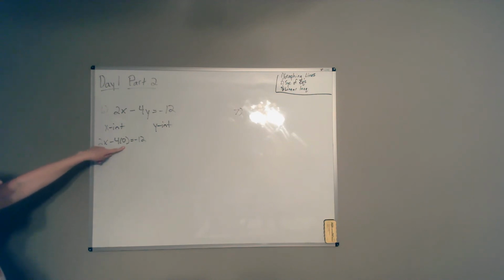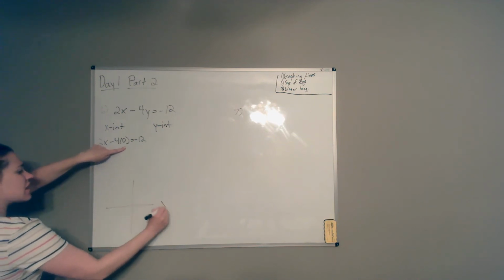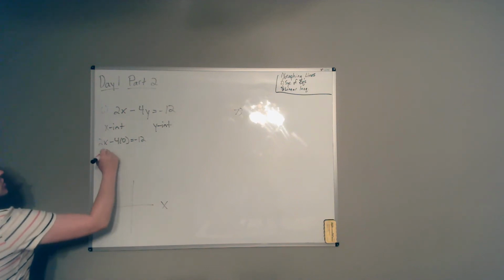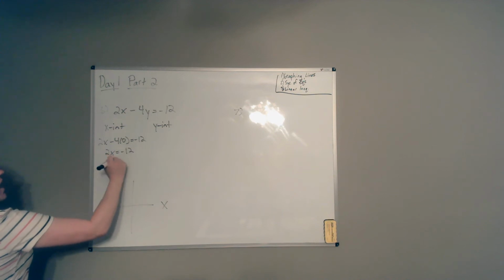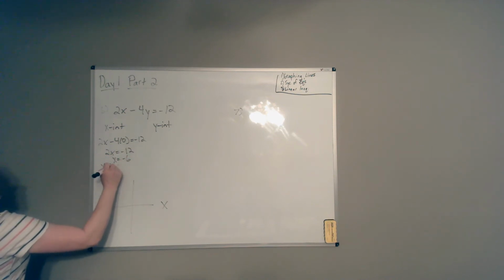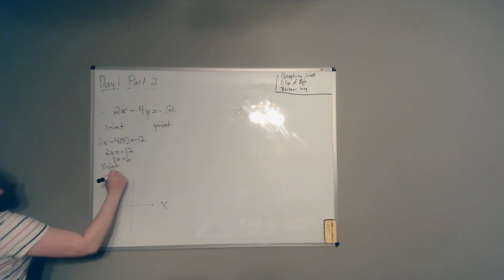Okay? The x-intercept is where you're crossing the x-axis. On your x-axis, y is always 0. So this is 2x equals negative 12. Your x-intercept is negative 6. So that's the point (-6, 0).